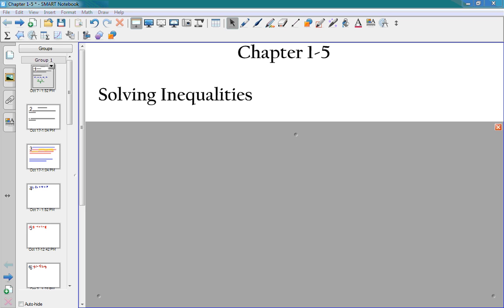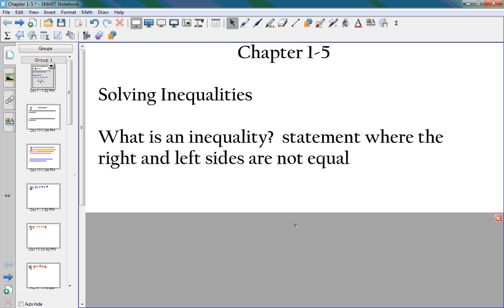Chapter 1-5, Solving Inequalities. Today we'll be talking about inequalities, and the most important thing you need to know is, what is an inequality? Inequality means something that is not equal. So therefore, what is an inequality? It's a statement where the right and the left-hand sides are not equal. They could be equal, but they're either less than, greater than, or not equal to.